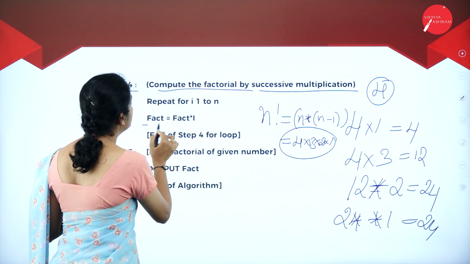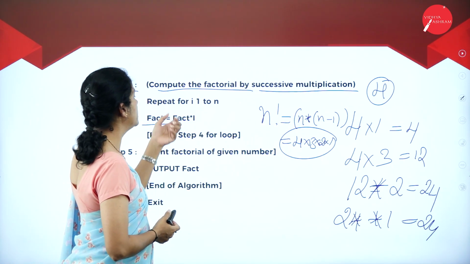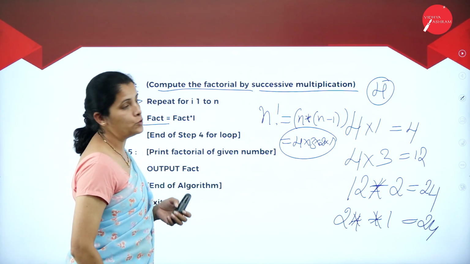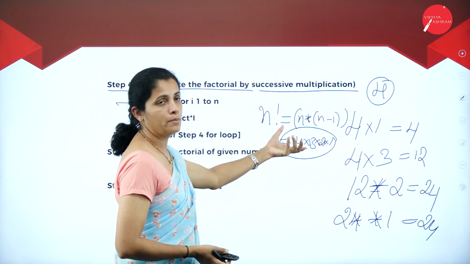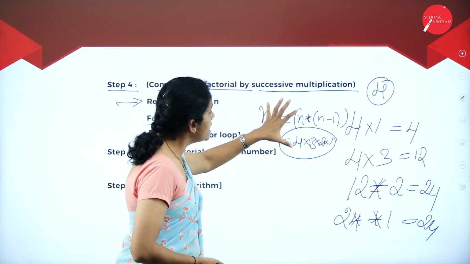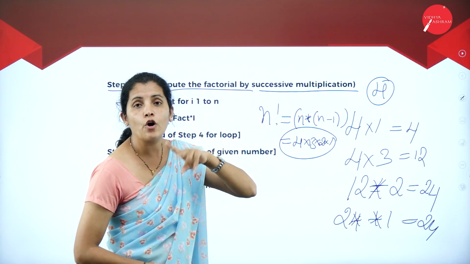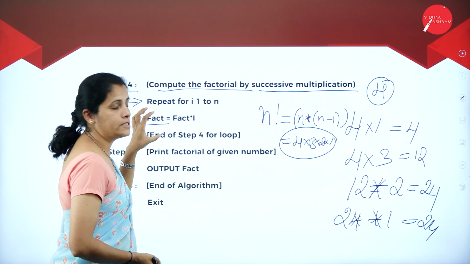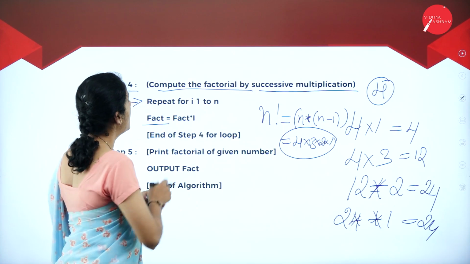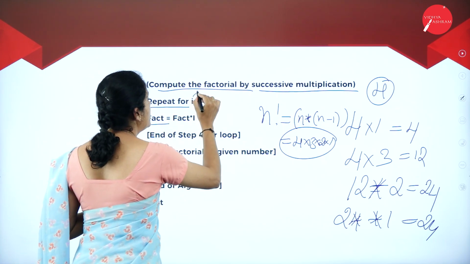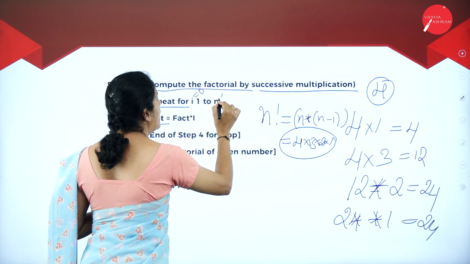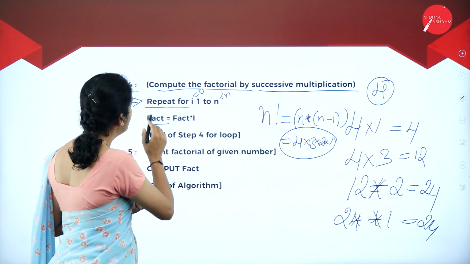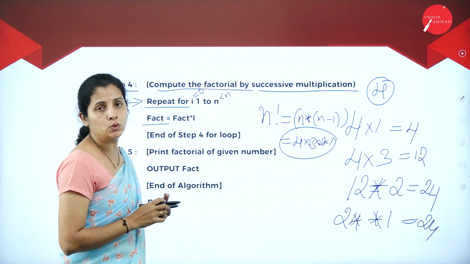I'm going to use fact equal fact into I. That means I'm going to use the for loop because it is a continuous process. That means the same statement is going to execute or repeat 4 times. For that reason, I'm going to write this statement inside my for loop, and my for loop starts from I equal to 0 and I less than n. And I'm going to have the formula fact equal fact into I.